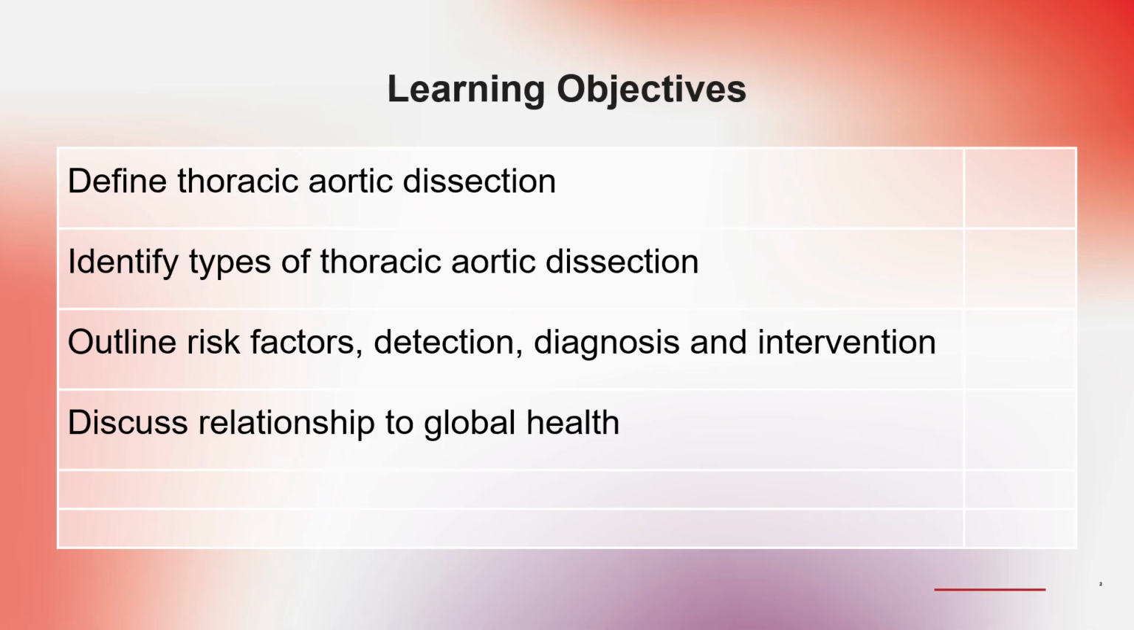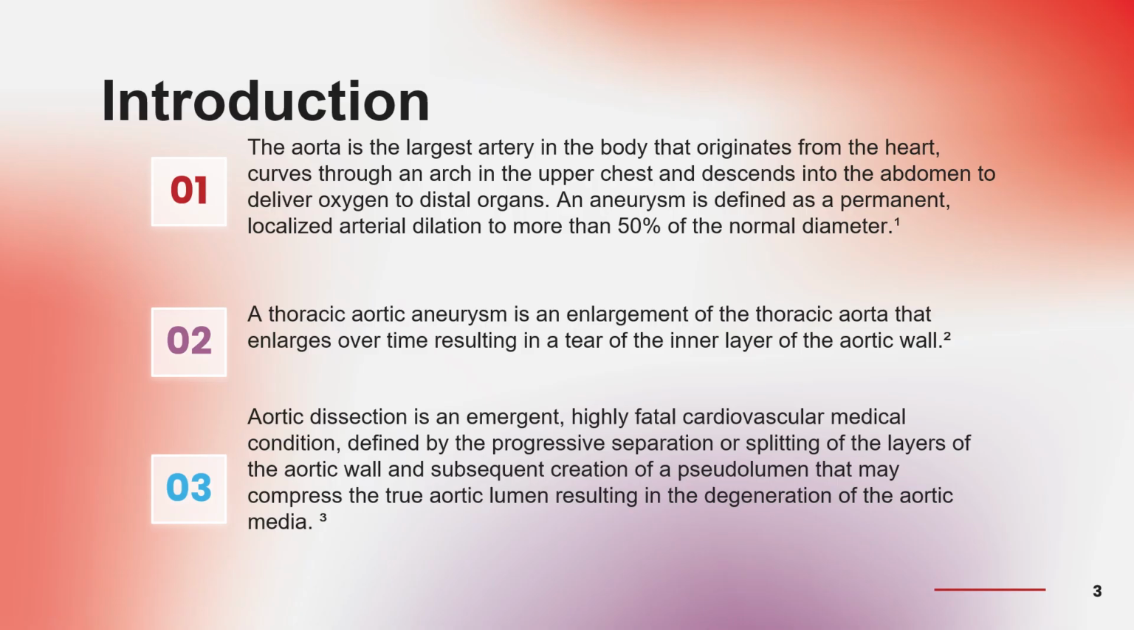The learning objectives for this topic will be to define thoracic aortic dissection, identify types of aortic dissection, outline risk factors, detection, diagnosis, and intervention, and to discuss the relationship to global health. I will begin by defining thoracic aortic dissection.